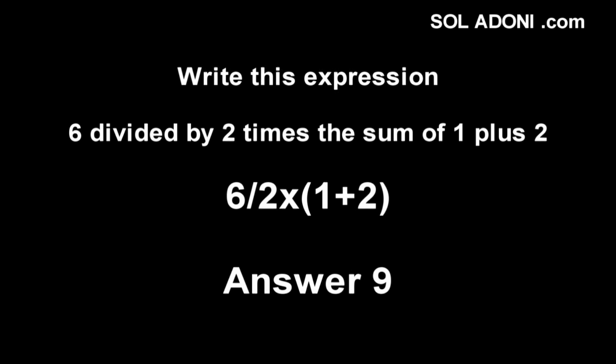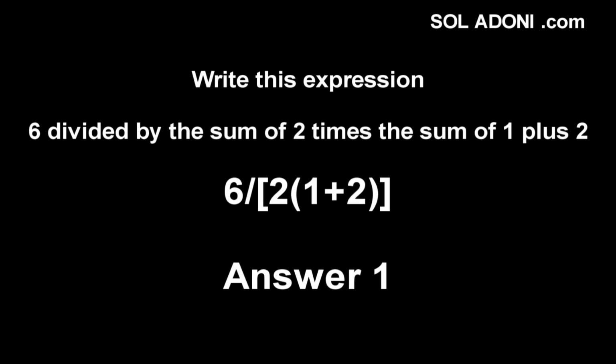Now, let's teach you how to write a correct mathematical notation from a verbal expression. If we say 6 divided by 2 times the sum of 1 plus 2, then we have 6 divided by 2. We put in the multiplication operator because we're not going to separate it. That is a direction in the proper notation. So we then would put the set 1 plus 2. If you have this notation, then the answer would be 9, but the question doesn't have the multiplication operator, and that is why it's an ambiguous statement.